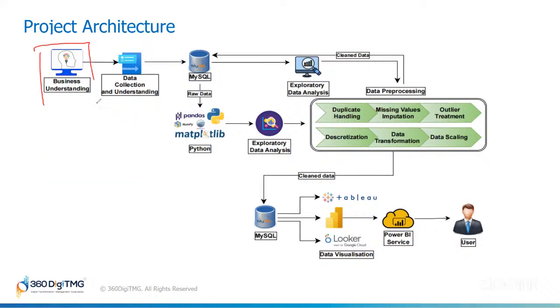In the project architecture, starting with business understanding, we understand the client's requirement. We collect the data. Either we give the data when we are researching, or the client himself will give the data, or we'll give the inputs that these are the things we need. Accordingly, based on the client's database, he'll give the data.